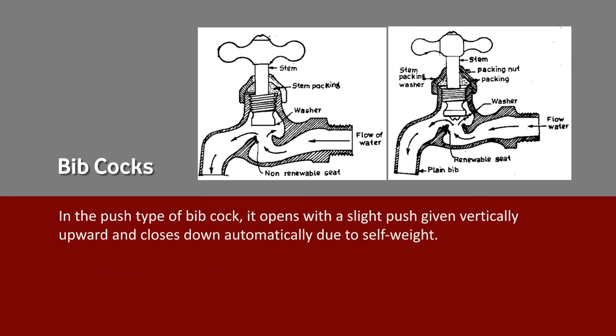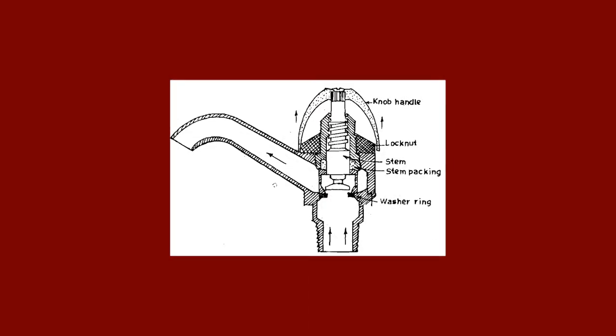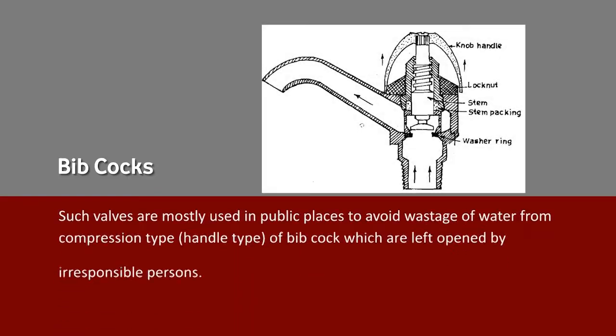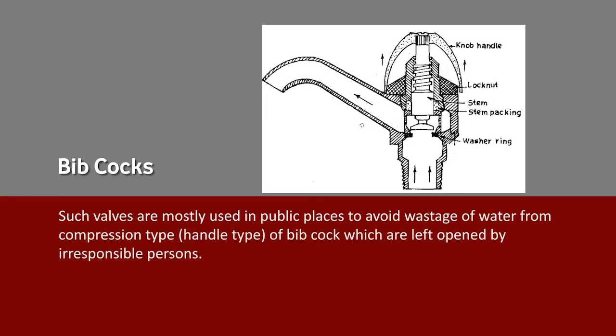In the push type of bibcock, it opens with a slight push given vertically upward and closes down automatically due to its self weight. A picture of the push type bibcock is shown below. Such valves are mostly used in public places to avoid wastage of water from compression type bibcocks, which are left open by irresponsible persons.